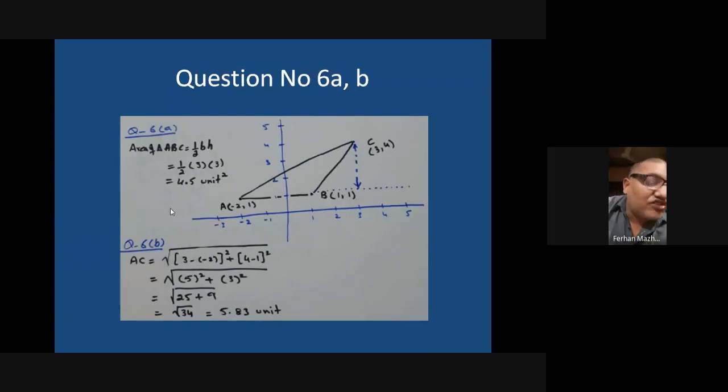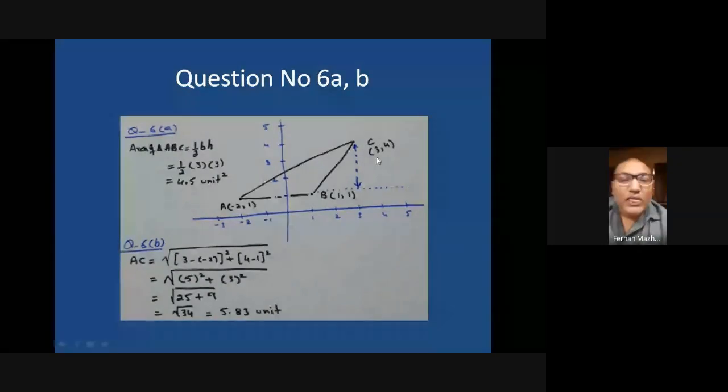Then we have question number 6 part B. He says find the length of the AC, giving your answer correct to 2 decimal places. He wants us to find the length of this AC. We know the coordinates of A and we know the coordinates of C. We will apply the distance formula.